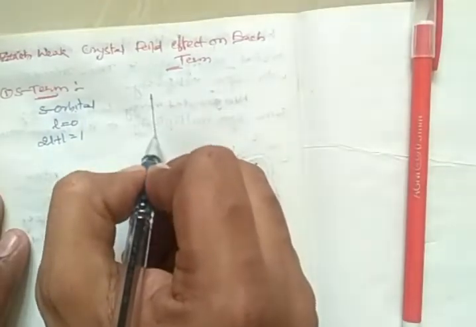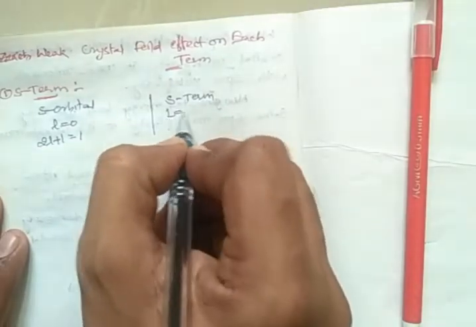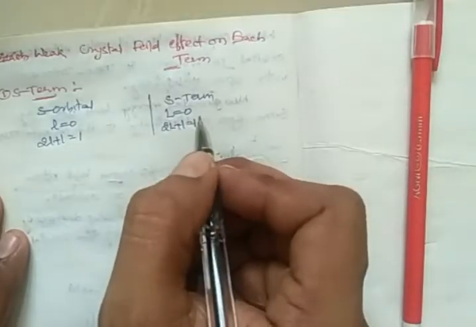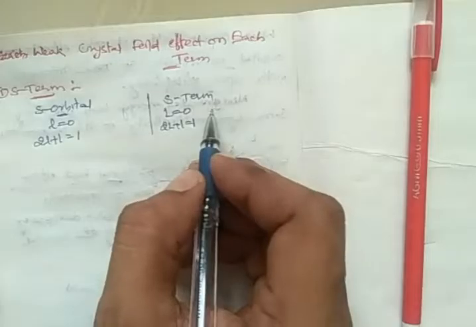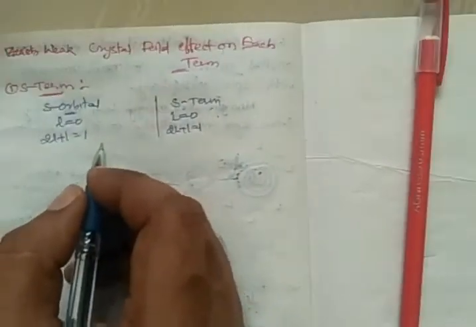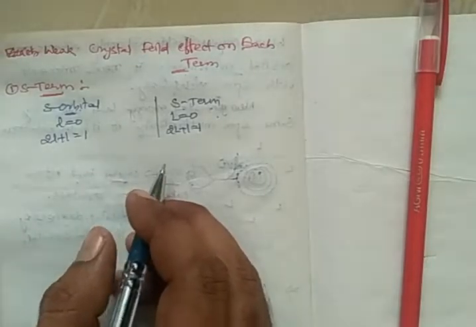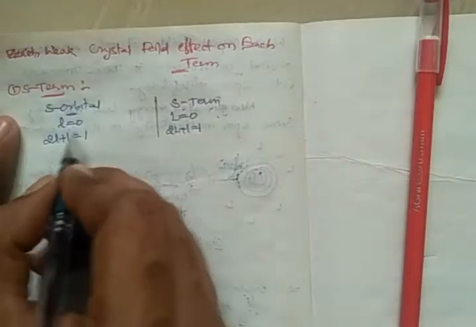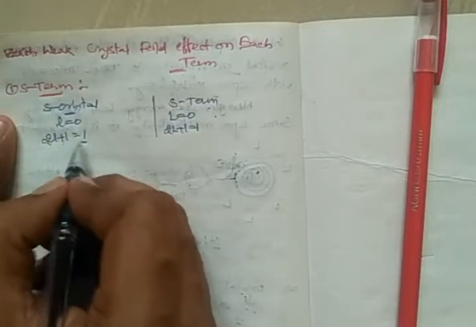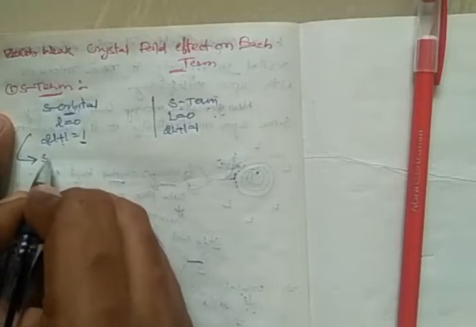First is the S term, the crystal field effect on the S term. When we compare with the S orbital, the orbital angular momentum is 0 and the orbital multiplicity is 1, and the S term likewise has orbital angular momentum 0 and orbital multiplicity equal to 1. So the effect of the crystal field on the S orbital will be carried forward, copied, for the S term, right? Here we will see the crystal field effect on the S orbital. As we said, the orbital multiplicity of the S orbital is equal to 1, so the S orbital can be said to be singly degenerate.